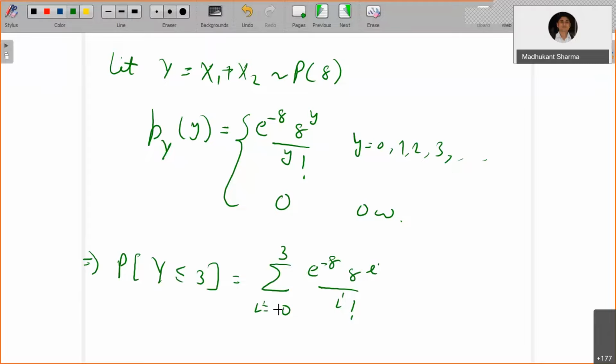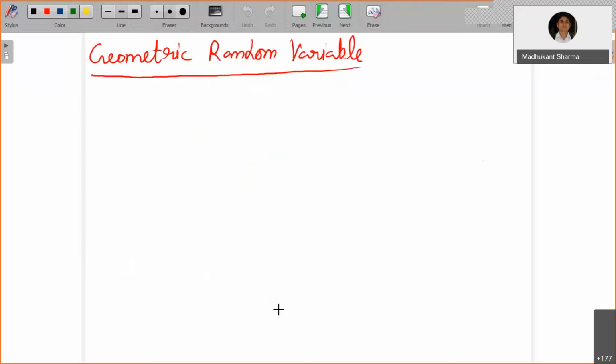Okay, right. So now, because it was untouched during the lecture, the geometric random variable, I will give you an overview about it. Geometric random variable. I hope it is already very clear to all of you, but I want to state it here. Suppose that independent trials are performed until a success occurs, and each trial has probability of success P.